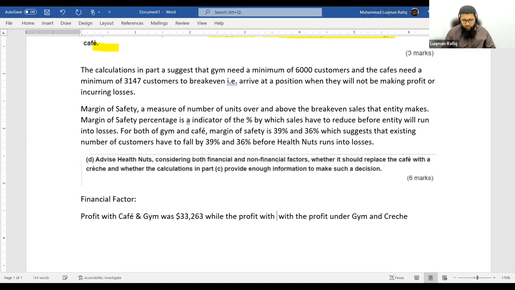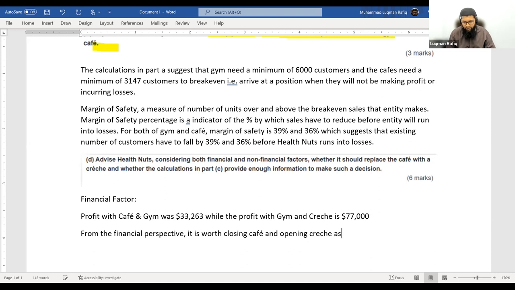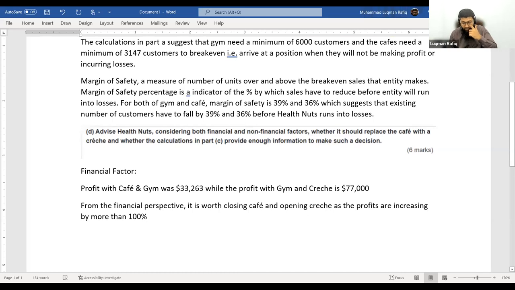While the profit with gym and crèche is $77,000. From the financial perspective, it is worthwhile closing the cafe and opening the crèche, as the profits are increasing by more than 100%.